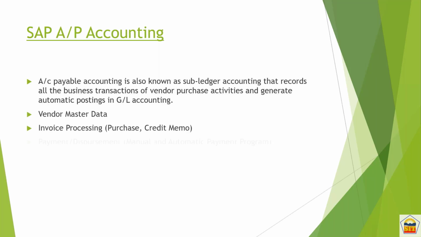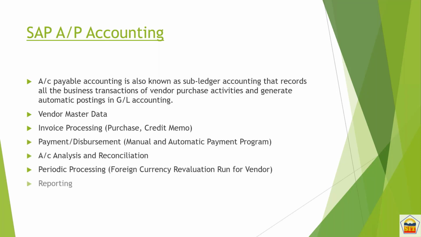So it is saying that account payable accounting is known as subledger accounting that records all your business transactions for your vendor or supplier for the purchase activity, procurement activities, and generates the automatic posting in the GL.